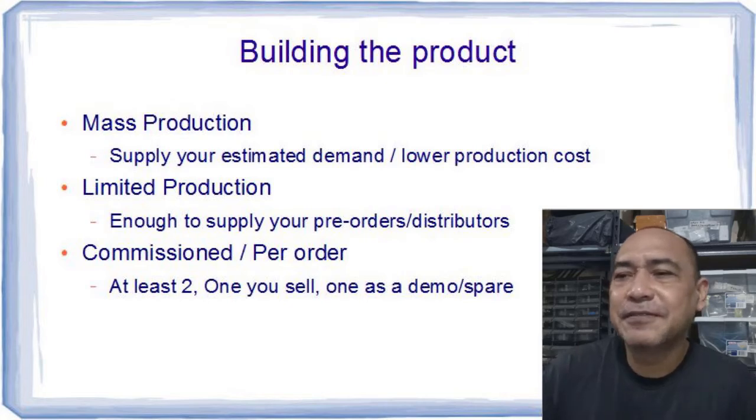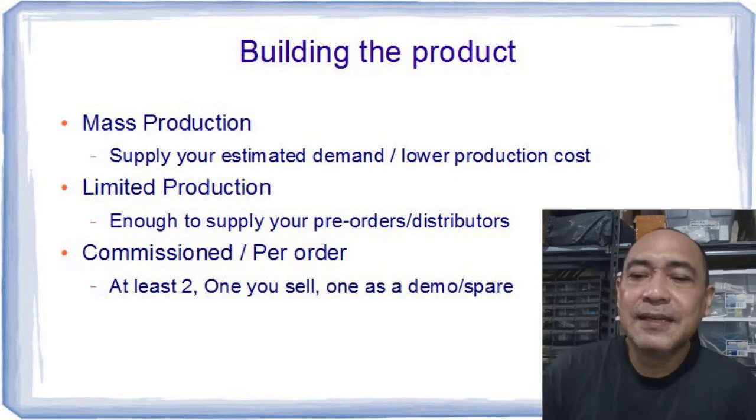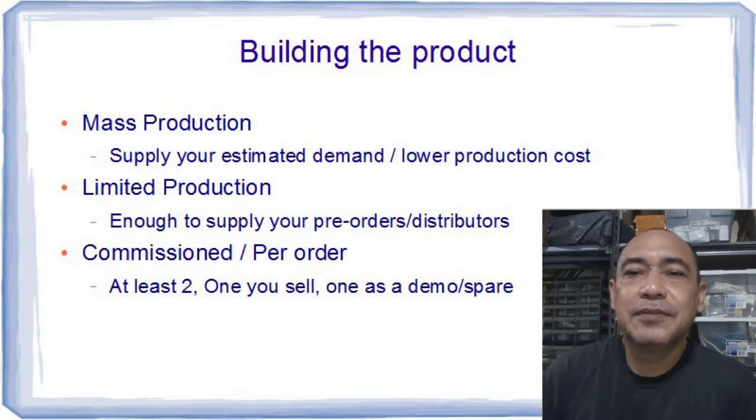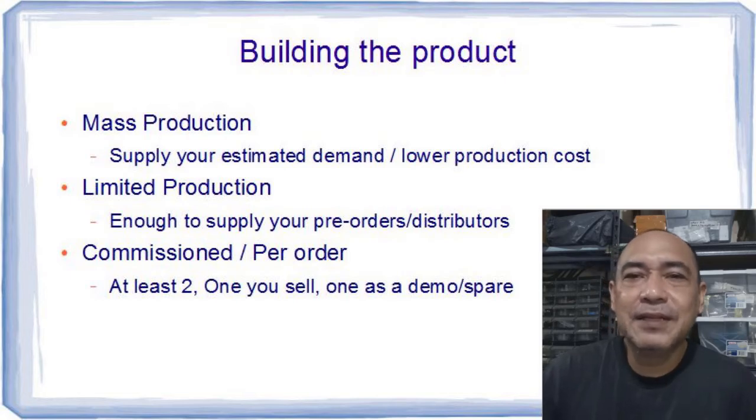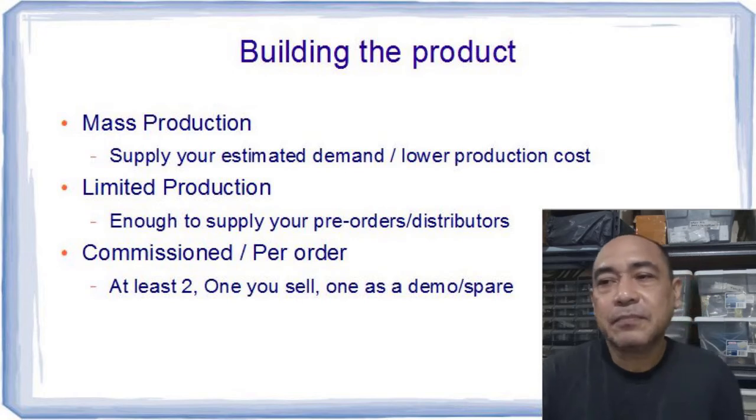And the easiest for individual builders or small startup companies would be the commissioned or the per order basis. You might think of it as somebody tells you, hey, I want something just like that. You get the order, maybe get a payment deposit for it, you build it, he pays fully for it, and then that's it, you sold one product.